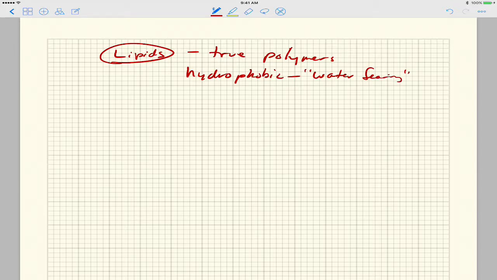Water-fearing, alrighty? So we've got three main groups that you need to know something about as far as these lipids are concerned. One of them would be fats. Fats are also known as triglycerides. Triglycerides are made up of a glycerol. This is a 3-carbon alcohol, and attached to it through special covalent bonds called ester bonds, you end up attaching 3 fatty acids.